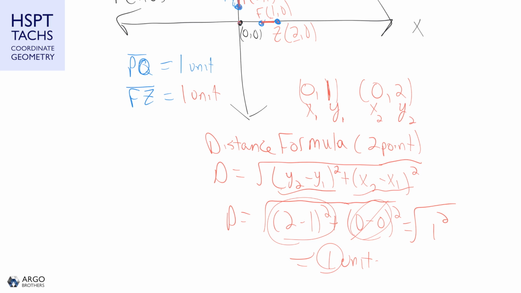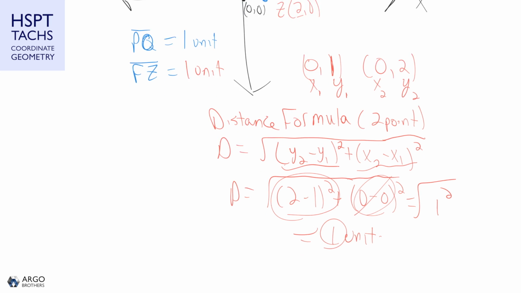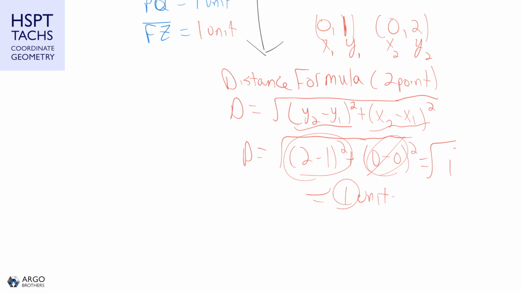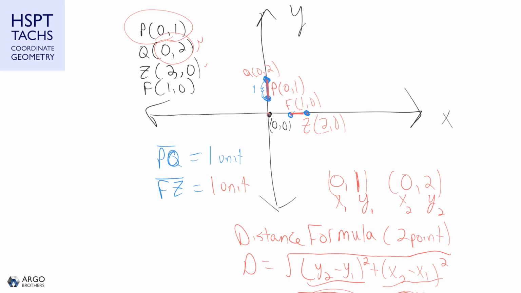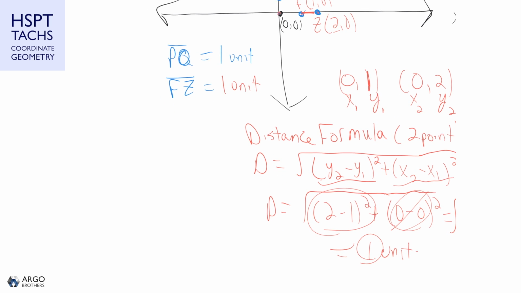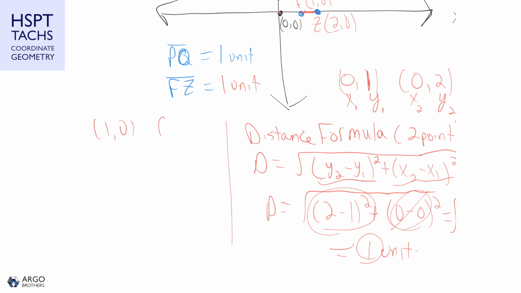Now, let's see if we get the same thing for FZ. The F point is, let's see what the F point was. The F point is 1, 0, and the Z point is 2, 0. So let's do that here. We have 1, 0 and 2, 0. So let's find the distance between the 2 points.